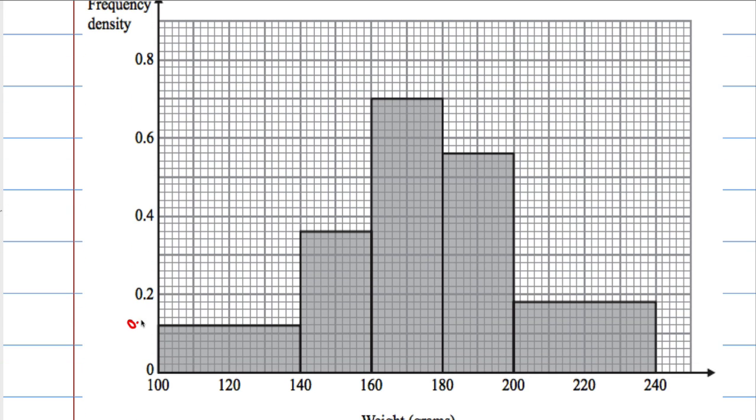So this is 0.12. This is 0.36. Up here we get 0.7. Along here 0.56, and down here 0.18.